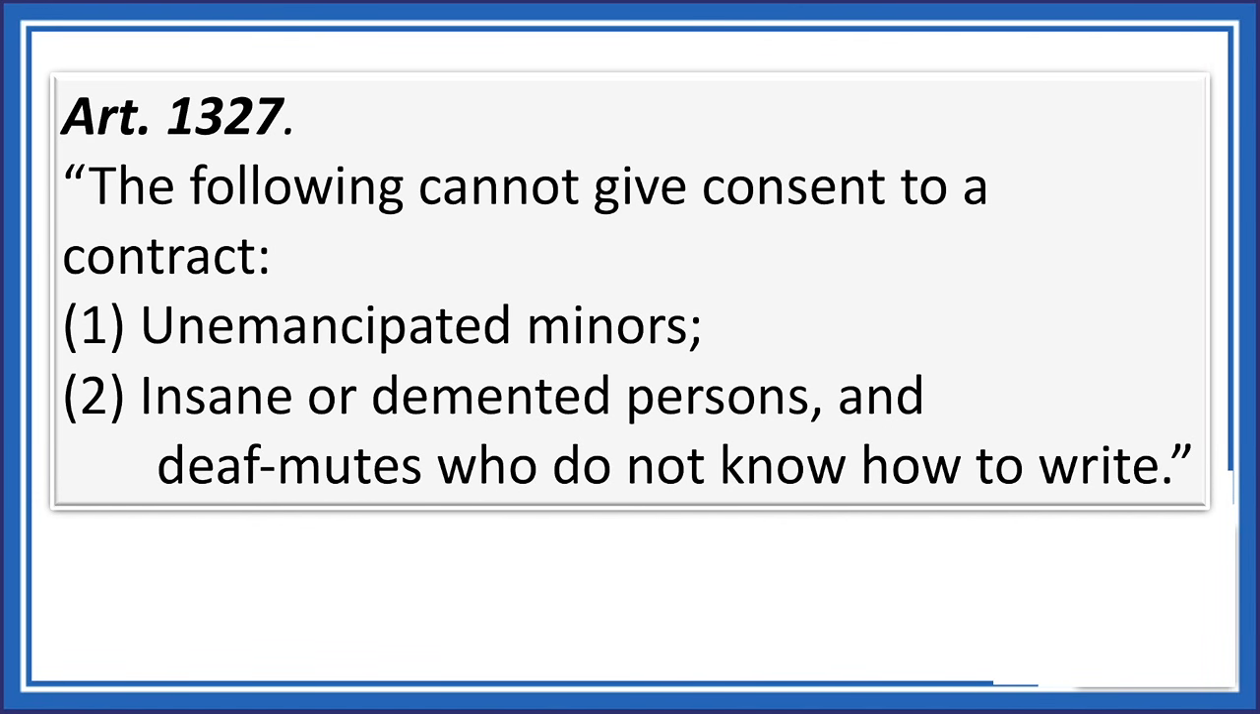So, let's proceed to another topic. Let's proceed with Article 1327. This more on talks about the capacity of a person to enter into a contract or to give a consent. Sabi ni Article 1327, the following cannot give consent to a contract. Number 1, sabi niya, unemancipated minors. And second, yung mga insane or demented persons and the deaf mute who do not know how to write.